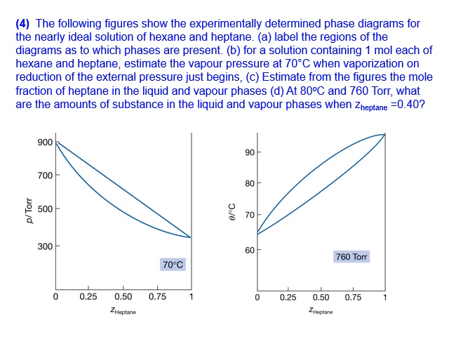Question number 4 shows two phase diagrams for a mixture of hexane and heptane. One is for pressure composition, one is for temperature composition. It asks you to label the regions of the diagram as to which phases are present. As we mentioned in class, these two phase diagrams are similar, but there are differences. For example, in the first, at high pressure, liquid is the most stable phase. But in the second phase diagram, liquid is at the low temperature.